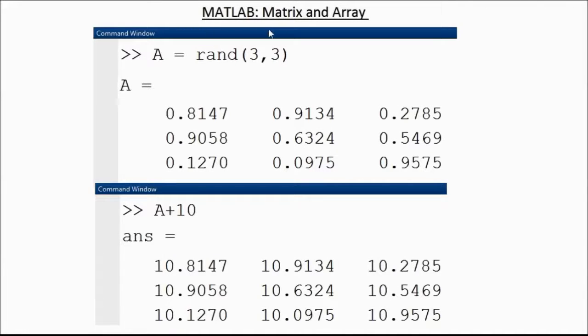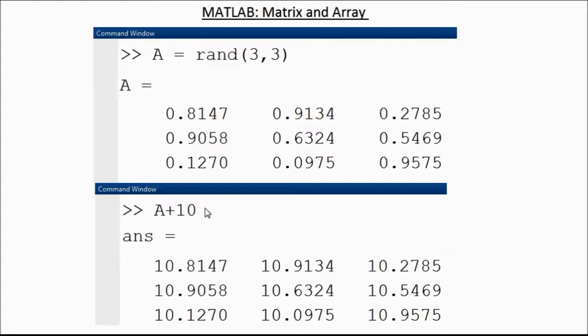Let's talk about MATLAB's matrices and arrays. A = rand(3,3) produces a random matrix whose entries are all random numbers. A uniform random variable is used for generating the entries of A. The uniform random variable lies between 0 and 1. It's a 3 by 3 random matrix.